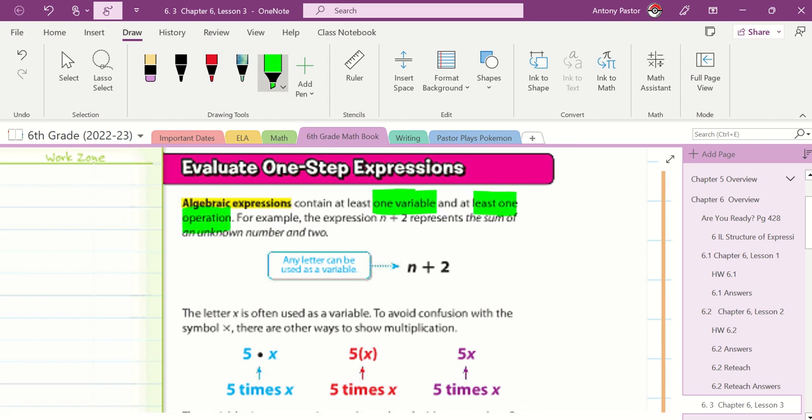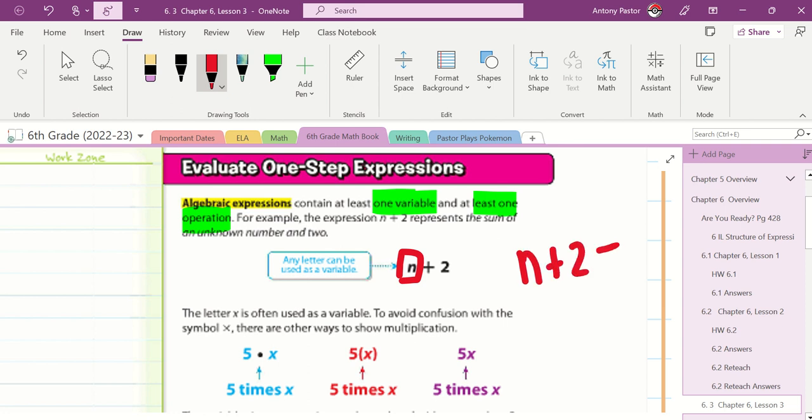An operation means addition, subtraction, division, multiplication. Something is happening. For example, the expression n plus 2 represents the sum of an unknown number and 2. N is our variable. We don't know what n equals. And this is just an expression, n plus 2.